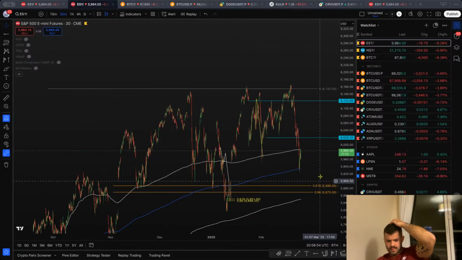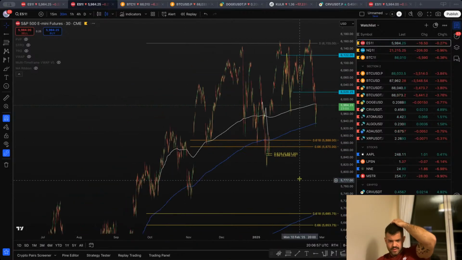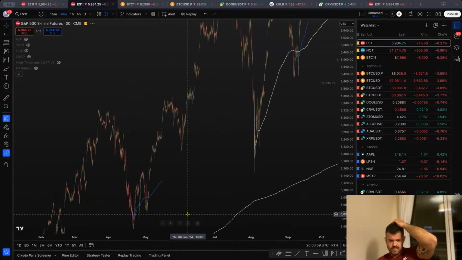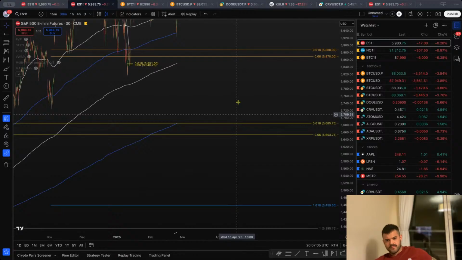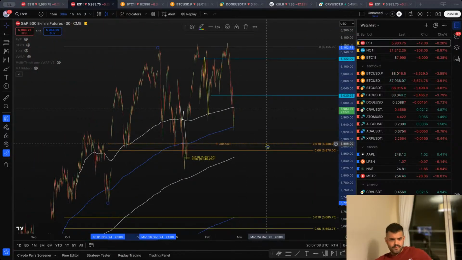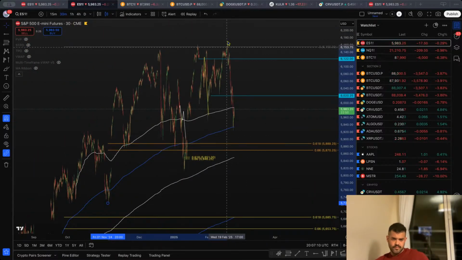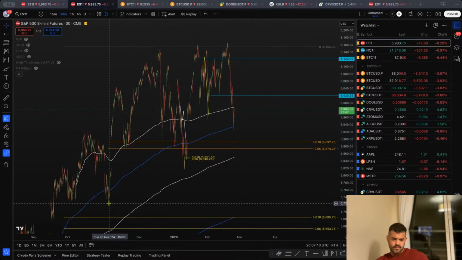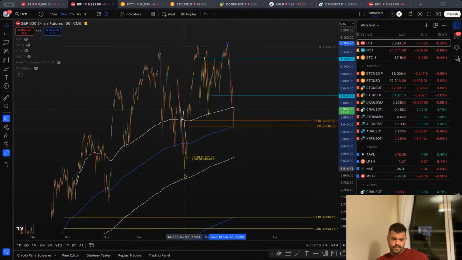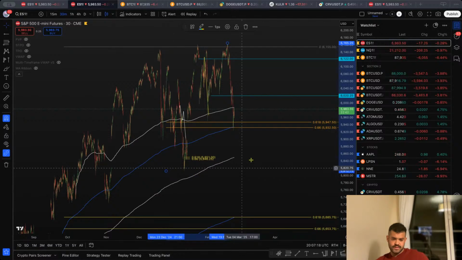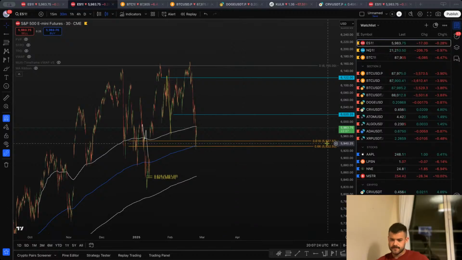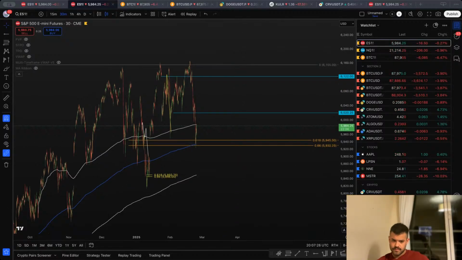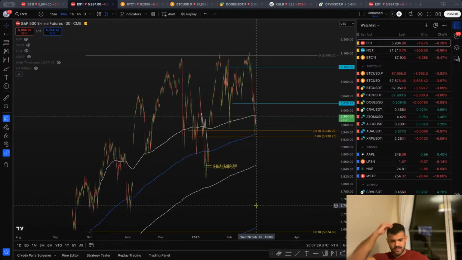Oh. AVWAP. Where was that taken from? From there. Okay. Surprise, surprise. Golden pocket. Surprise, surprise. Where else would it bounce from? Seriously.